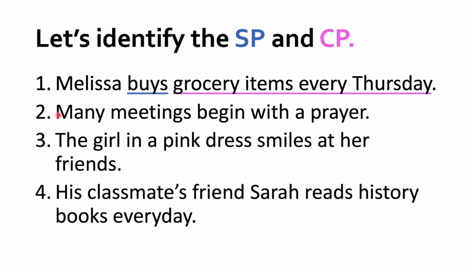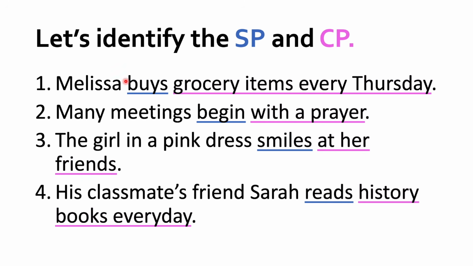For number 2, many meetings begin with a prayer. The simple predicate is begin, and the complete predicate is begin with a prayer. For number 3, the girl in a pink dress smiles at her friends. So the simple predicate is smiles, and then the complete predicate is smiles at her friends. For the 4th sentence, his classmate's friend Sarah reads history books every day. So the simple predicate here is reads, and then the complete predicate is reads history books every day.